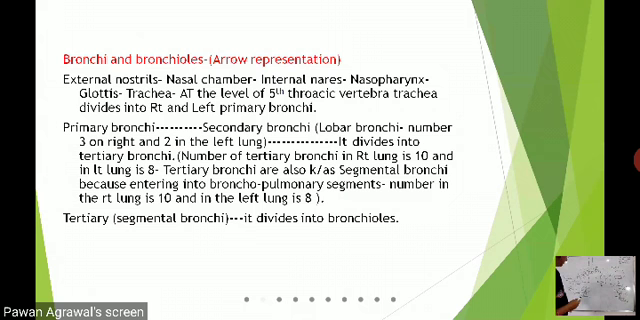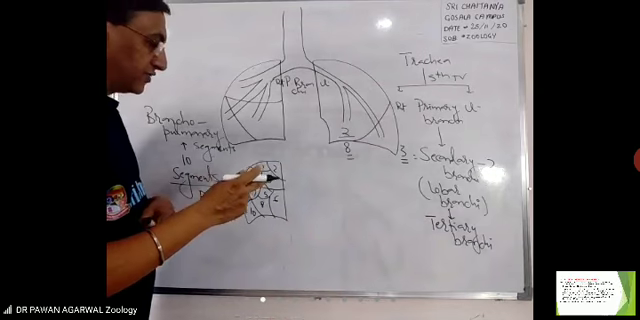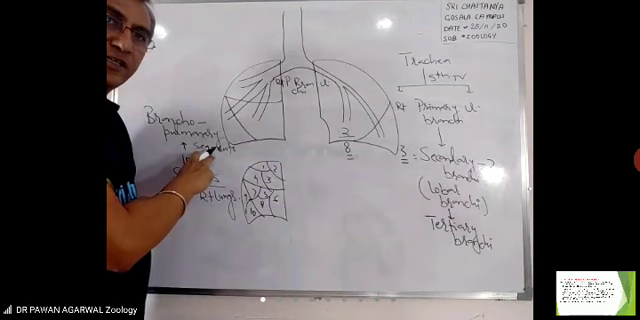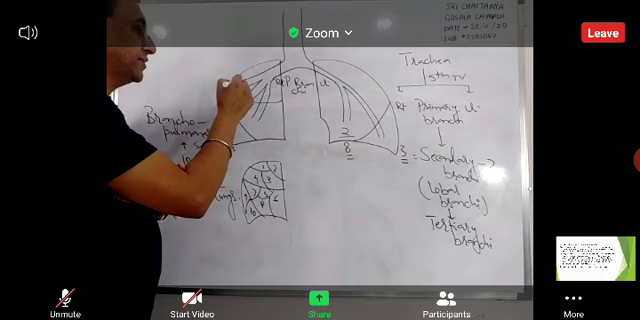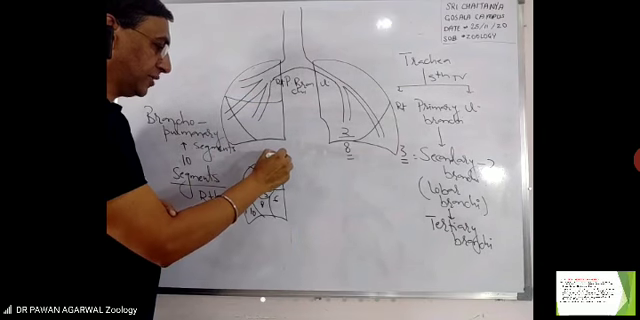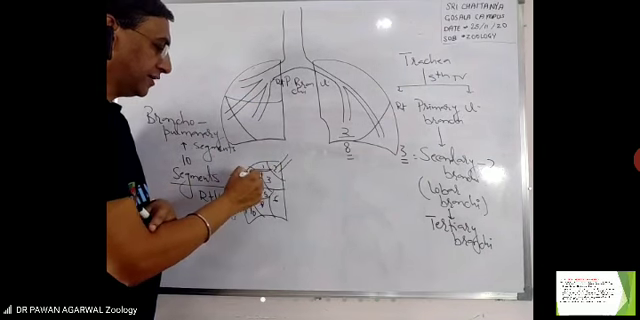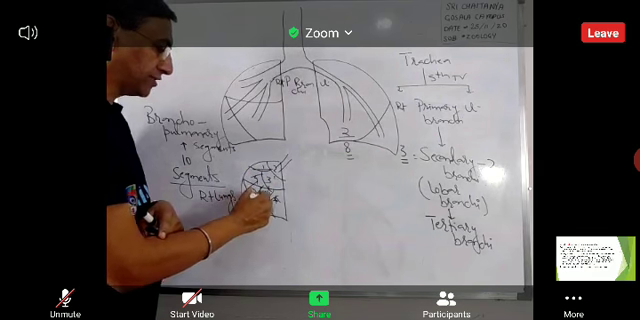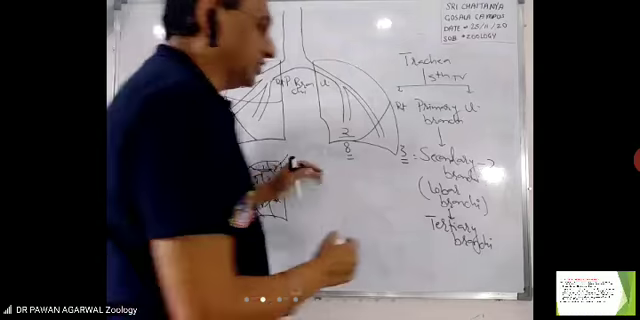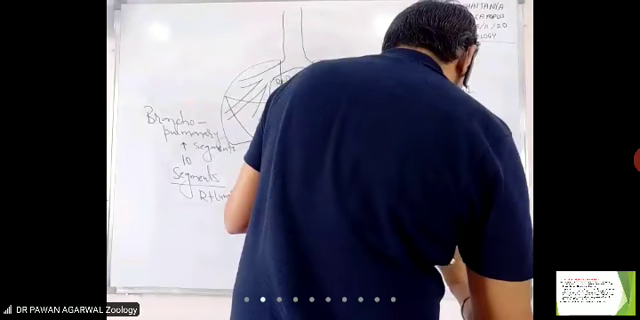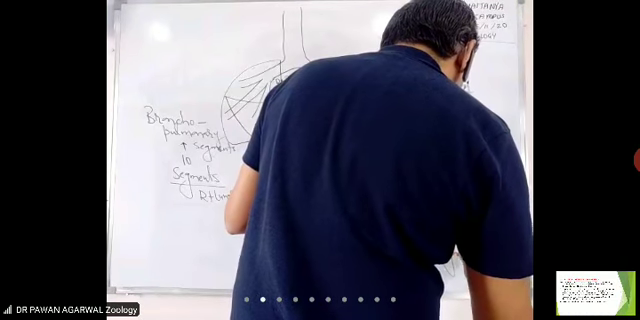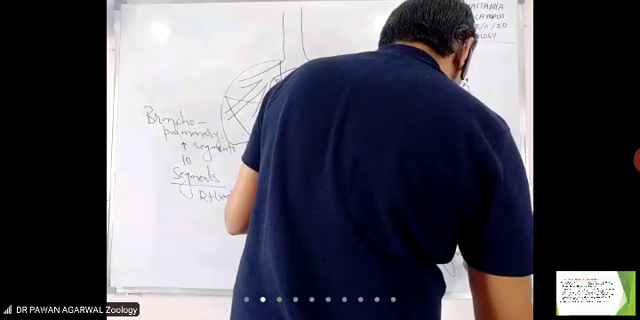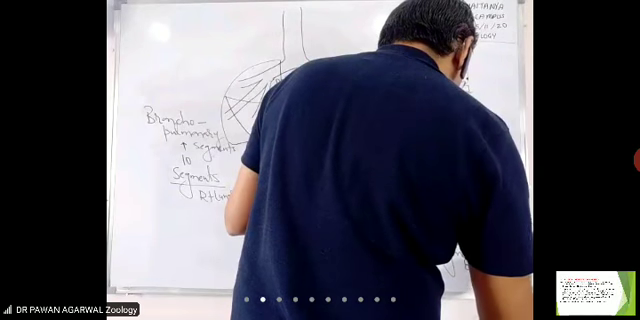So, the tertiary bronchi enter into the segments. I will say, like this one is the division here. So this one is the primary. It is divided into 2, 3 secondary, and now it is again divided into small branches here. Right? So this is the tertiary bronchi. Tertiary bronchi are also known as the segmental bronchi.